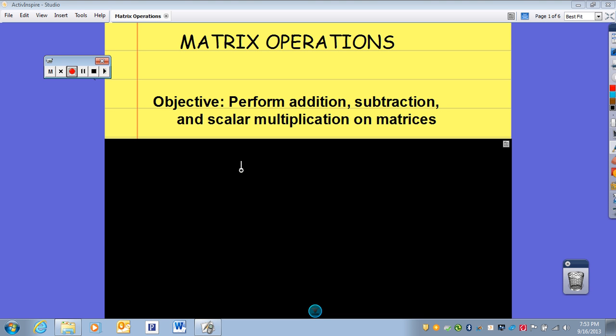In this video, we will be working with matrix operations. Our objective will be to perform addition, subtraction, and scalar multiplication on matrices.